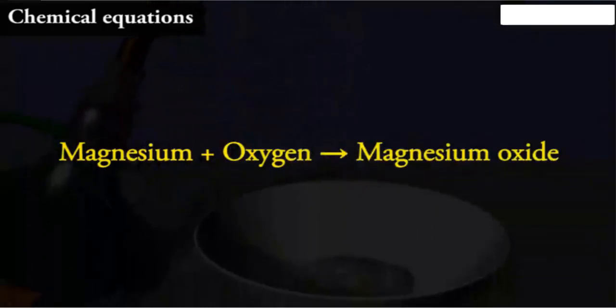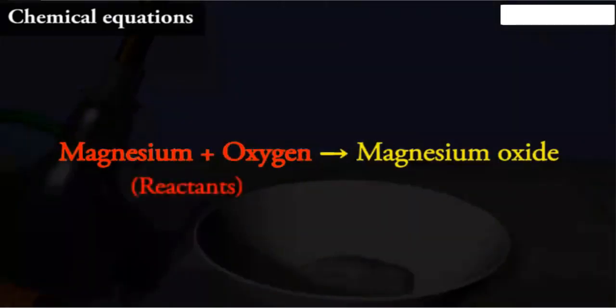The substances that undergo chemical change in the reaction, that is, magnesium and oxygen, are the reactants. The new substance, magnesium oxide, formed during the reaction is the product. A word equation shows changes of reactants to products through an arrow placed between them.